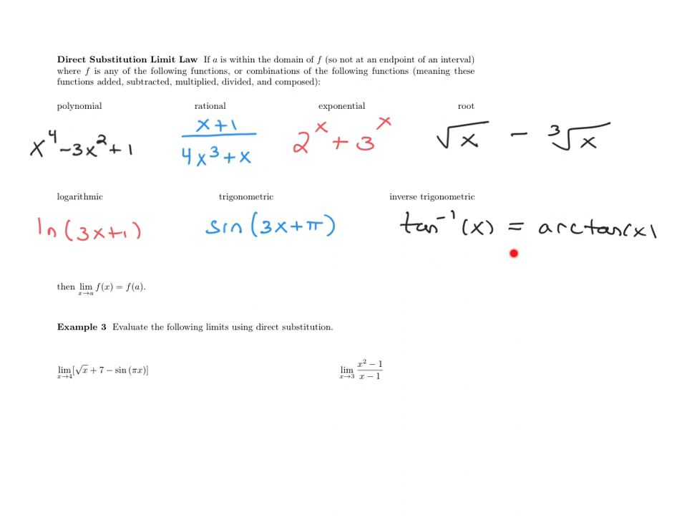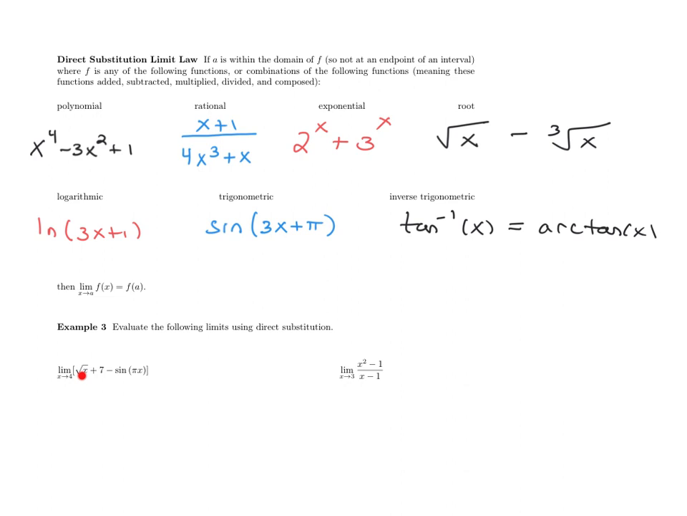So if you see any of these, or if you see them added, subtracted, multiplied, divided, or composed, we can simply, on the domain of that function, put the number in place of x to get our answer. Let's see how this works in example 3. I want to figure out the limit as x approaches 4 of the square root of x plus 7 minus sine of pi x. Well, here's a root function. This constant function you could think of as a very simple polynomial. And then we're subtracting a trigonometric function, which has a composition in it.